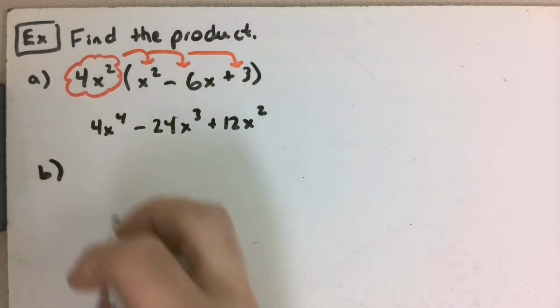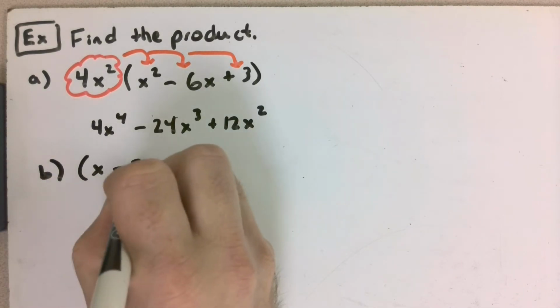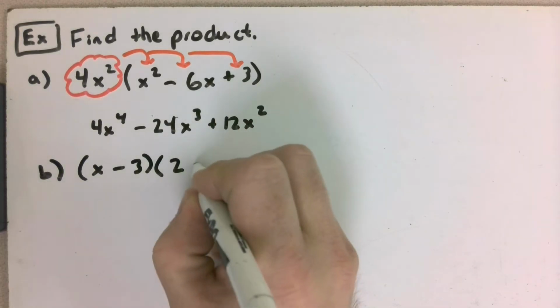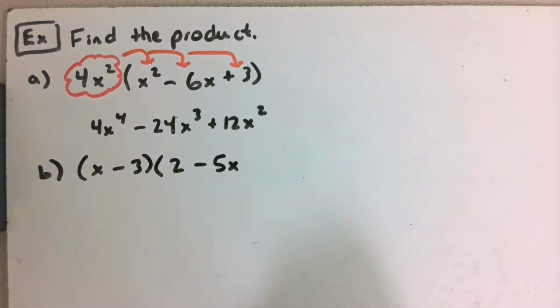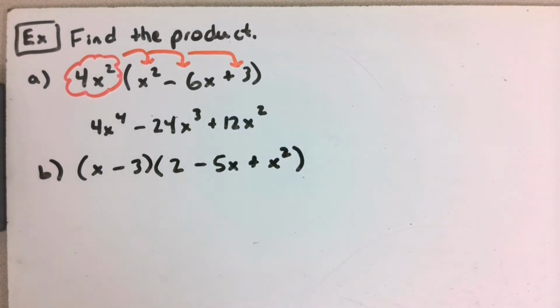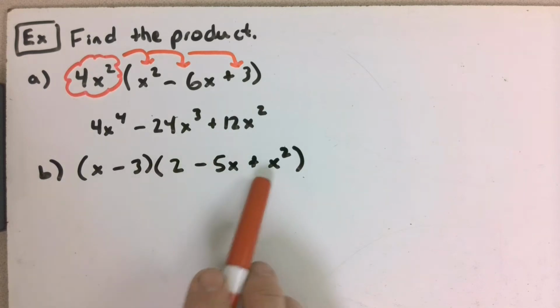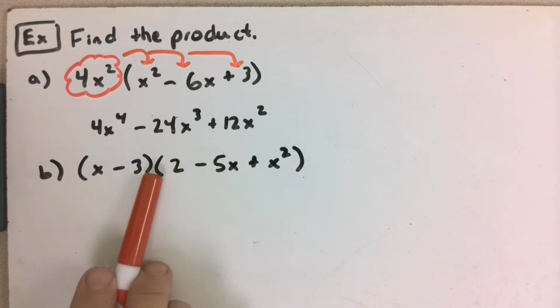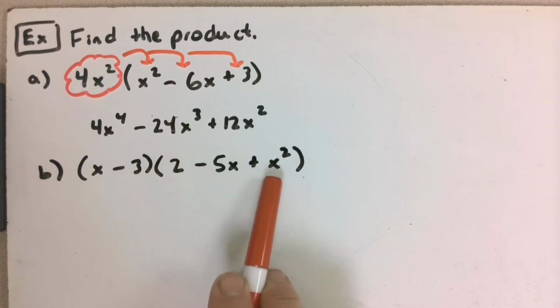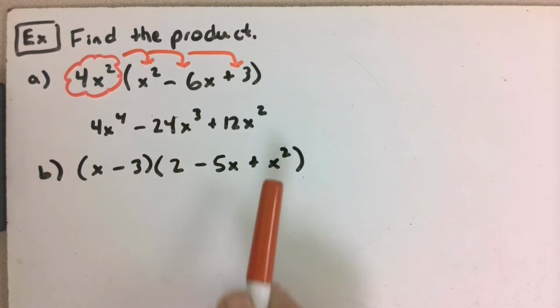Letter B, we're going to do x minus 3 times 2 minus 5x plus x squared. So again, identifying what we have, two sets of parentheses with nothing in between, so it is multiplication. Two terms here, so a binomial, three terms here, times a trinomial.